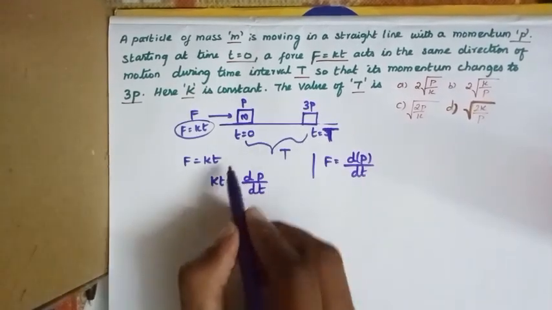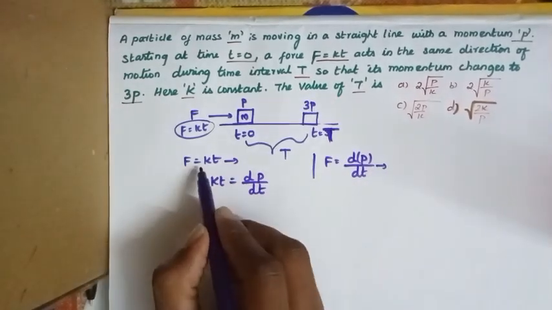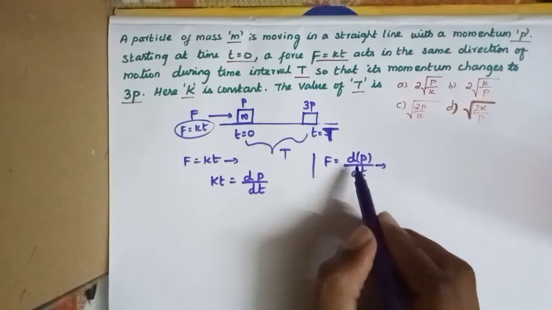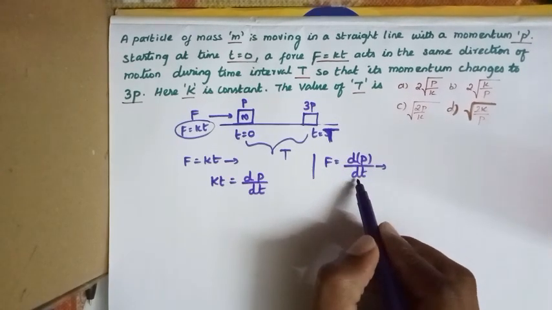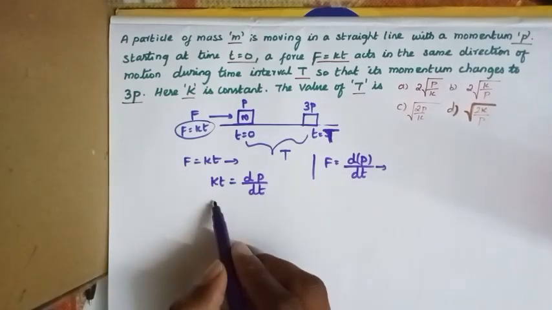Okay, so I'm equating this value in this one. The value of force is kt, and the formula for force is rate of change of momentum. So I'm just substituting the value of F in this equation. I will get this form.